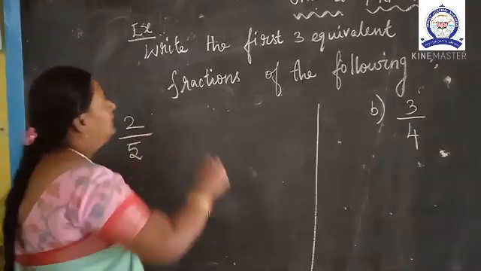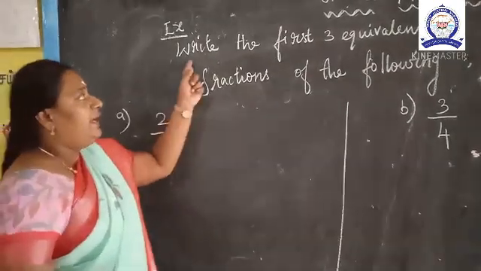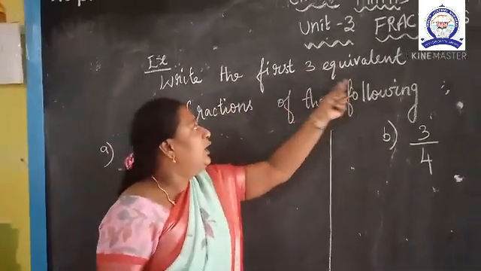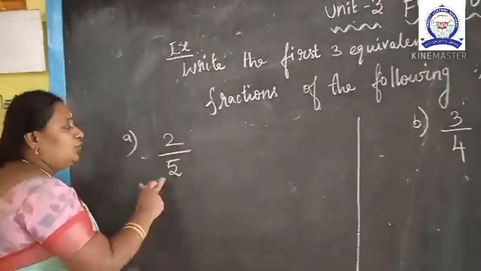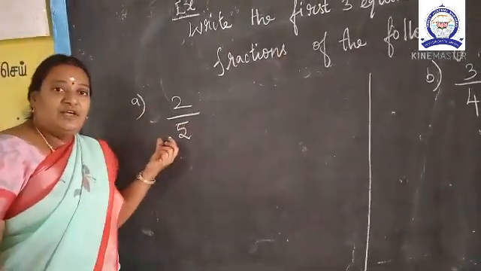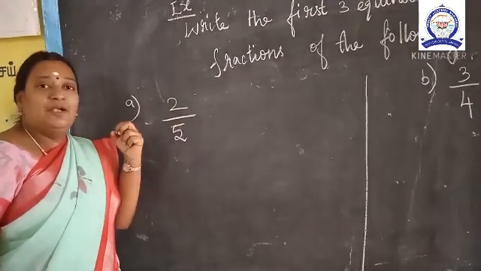So listen. Write the first three equivalent fractions of the following. First question, 2 by 5. We have to find 3 equivalent fractions of 2 by 5.